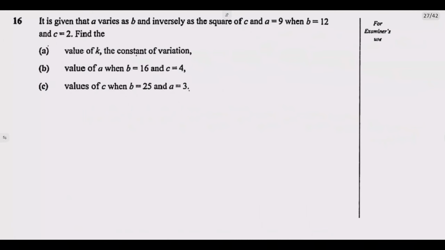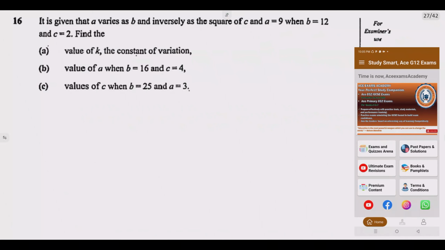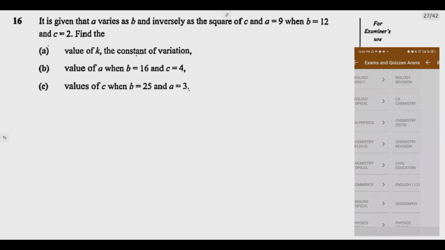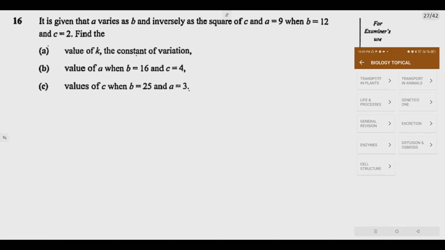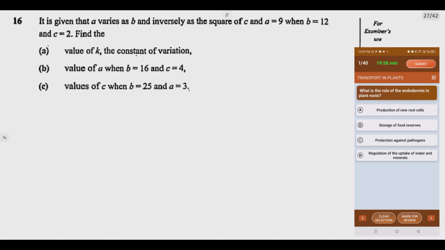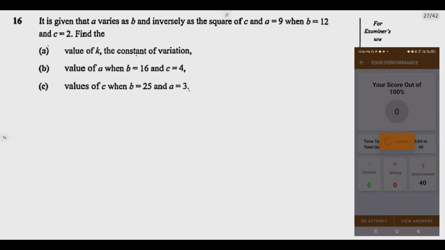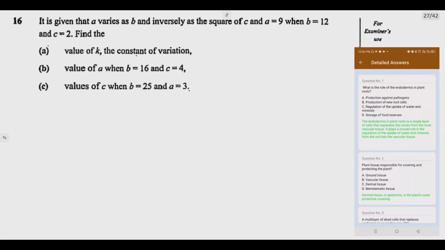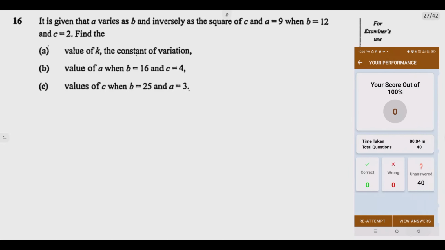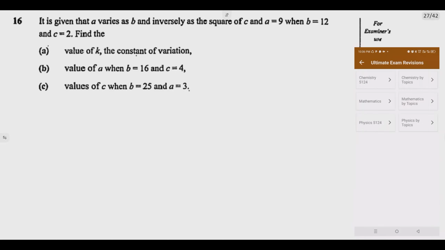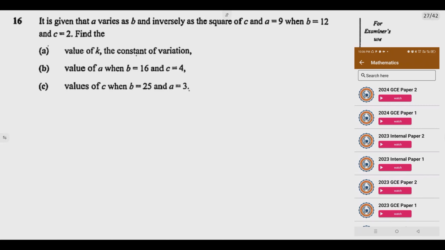Question 16 reads: it is given that A varies as B and inversely as the square of C, and A equals 9 when B equals 12 and C equals 2. Find A, the value of K, the constant of variation; B, the value of A when B equals 16 and C equals 4; C, the values of C when B equals 25 and A equals 3.